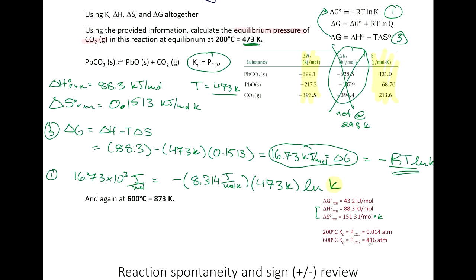And so when you solve for this, you get that K is equal to, if you do all of that math, you're undoing the natural log. It's e to the negative 4.25. That's what all of that math gives when you put all of those numerical values together. So you get that K is equal to, it's still a rather small number, but bigger than at room temperature. You get that K is equal to 0.014 atm. And that is our equilibrium pressure of CO2 at 200 degrees Celsius or 473 Kelvin.